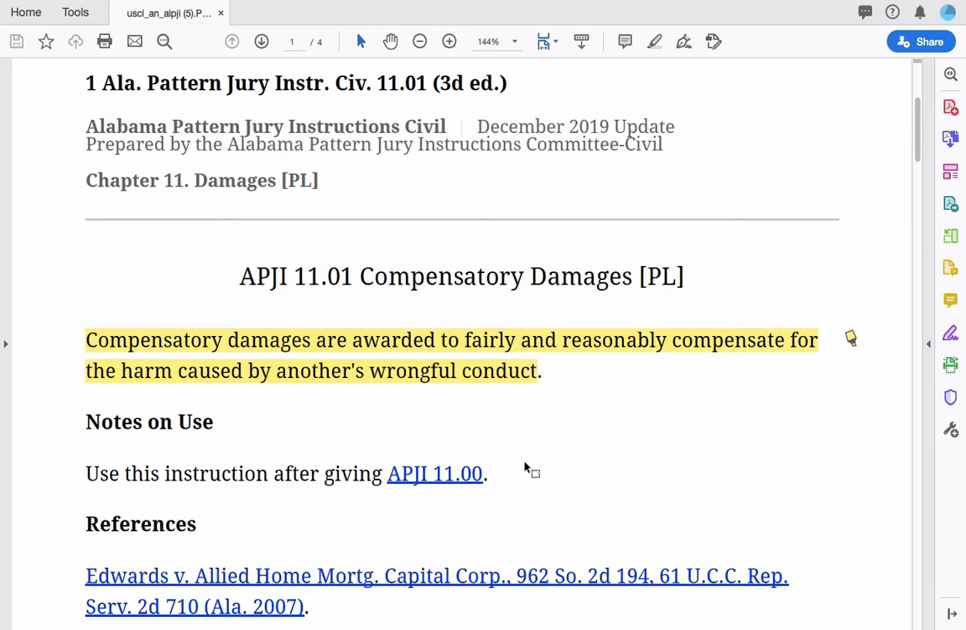First is compensatory. Pretty simple. Compensatory damages are awarded to fairly and reasonably compensate for the harm caused by another's wrongful conduct. So if somebody does something wrong and that harms you, compensatory damages get you back to where you were.